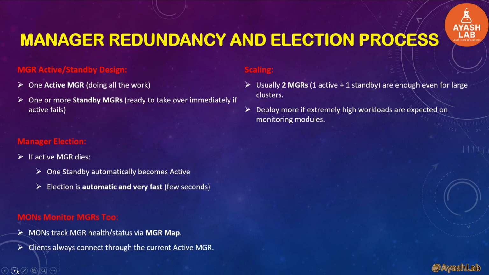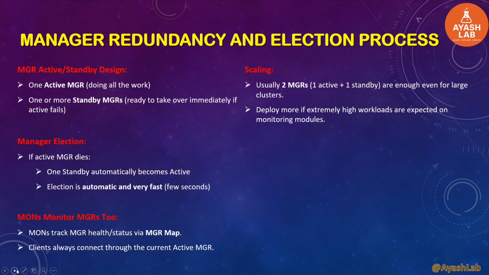This setup gives us high availability. It means that if something crashes, or a server goes offline, or there is a power cut, whatever it may be, the Ceph dashboard, the metrics and the modules keep running without any interruption, as I said. It is very crucial for production systems. We don't want to lose visibility or automation just because one daemon failed.